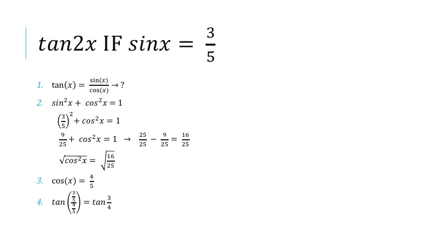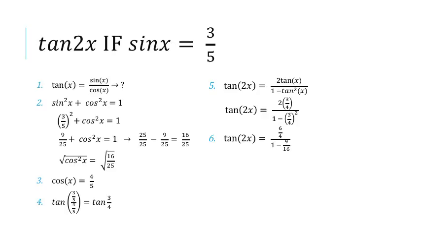Plugging sine of x and cosine of x in to figure out our tangent, we get that tangent is equal to 3 over 4. We will now use our tangent and plug it into the double angle formula for tangent. By plugging in these values, we get the tangent of 2x is equal to 2 times 3 over 4 divided by 1 minus 3 over 4 squared. Simplifying this down, we get 6 over 4 divided by 1 minus 9 over 16.